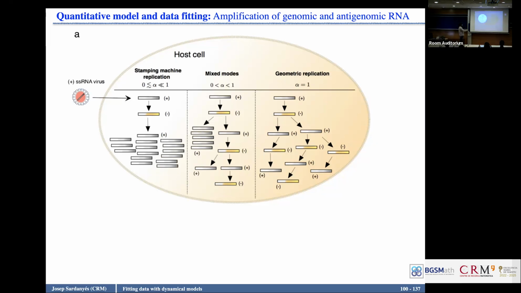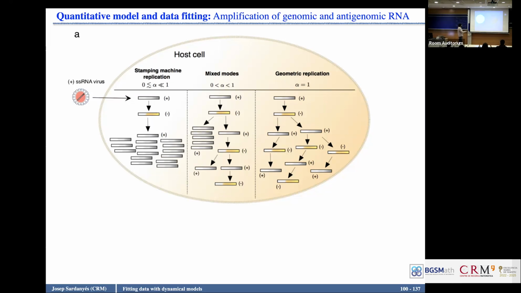The first one is that the initial viral genome is in the cell. Then after the synthesis of the polymerase, we have the negative genome, which is the antigenomic genome, and then this genome is used as a template. So the replicase attaches to a negative strand and starts producing positive sense strands. This is what is called stamping machine replication. It's like a photocopy machine.